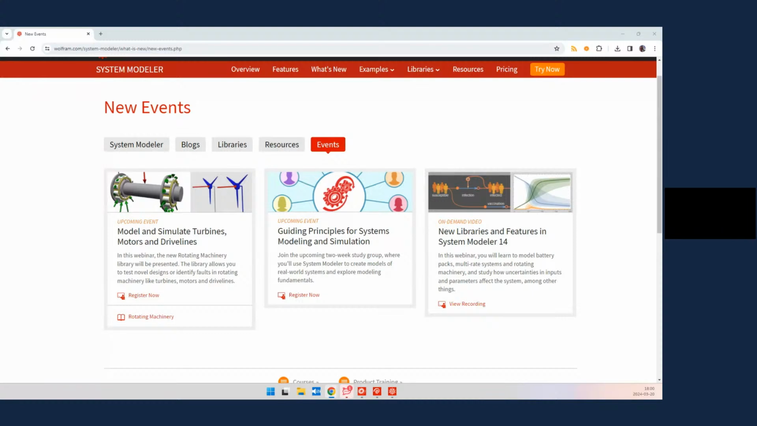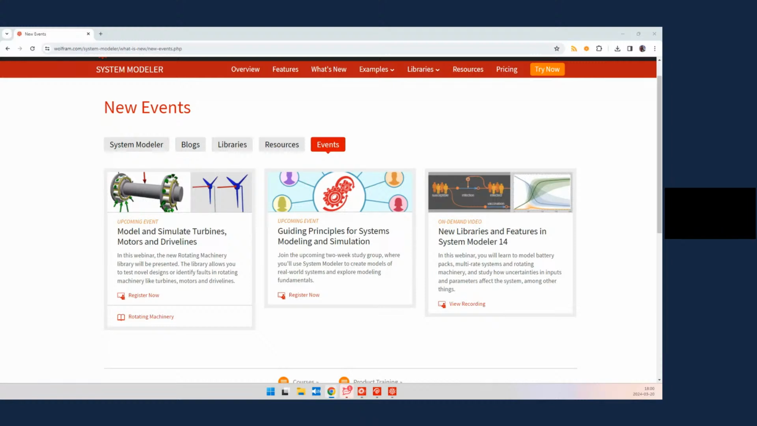I'm the CEO of Wolfram MathCore and leading the development of System Modeler. I'm here today to present the presenter, Vedat Chenol, who will talk about the rotating machinery library. But before I hand over to him, I thought I'd give a brief introduction to System Modeler, as some of you might be new to the tool.